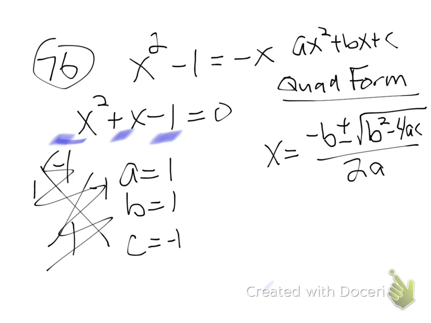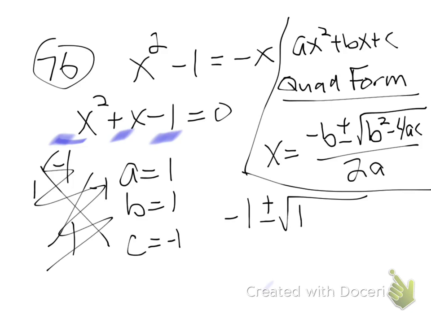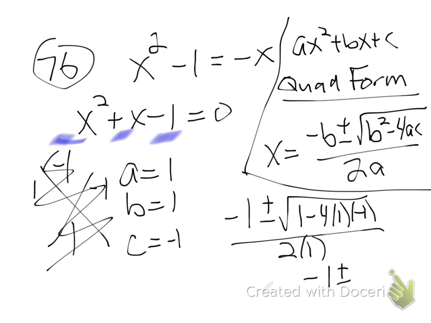So we just take this quadratic formula that we have memorized, and we say negative 1 plus or minus the square root of 1 minus 4 times 1 times negative 1, all divided by 2 times 1. So this becomes, we're going to go through and simplify it all. 1 minus 4 times 1 times negative 1 is 1 minus a negative 4, which is 5. So it's negative 1 plus or minus the square root of 5 all over 2.